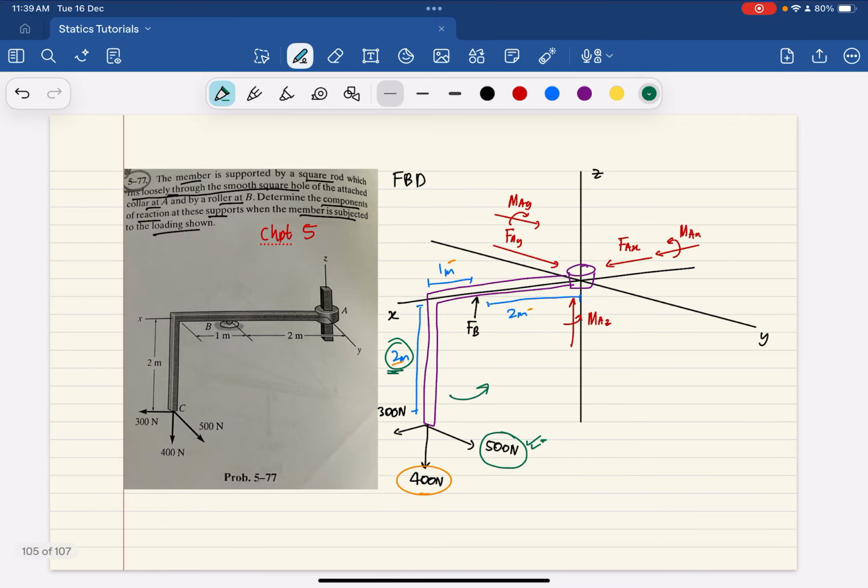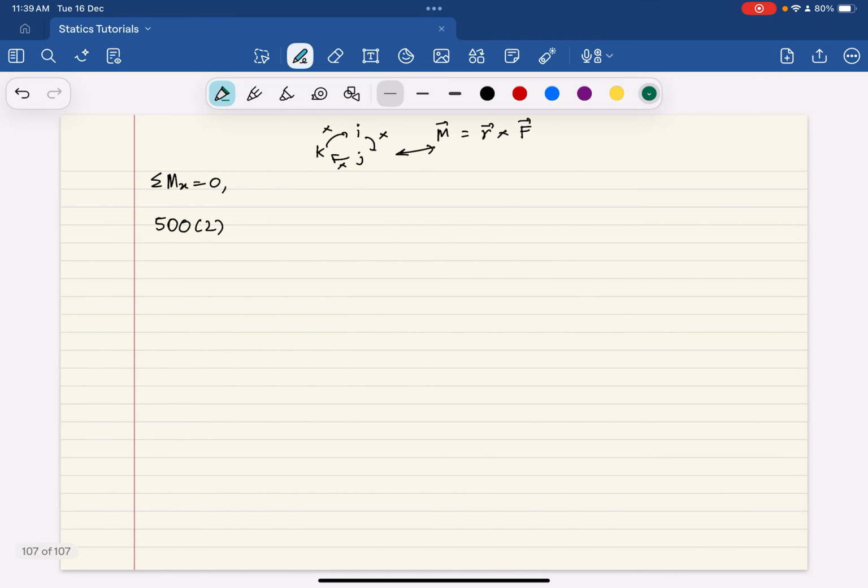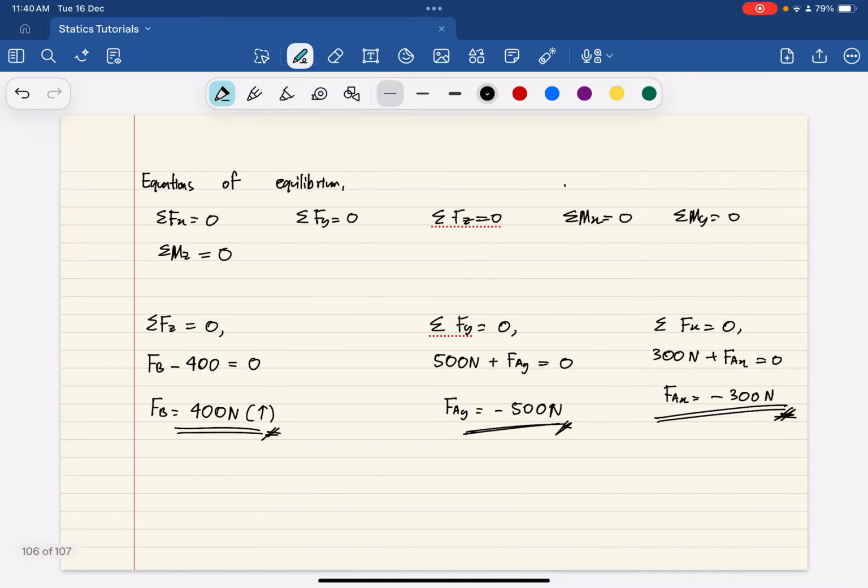And summation of MAX equals to 0. So therefore the moment vector becomes negative 1000 Newton meter, meaning to say it's going in the opposite direction as intended. Now for the summation of MY to be equal to 0, so we already found all this.